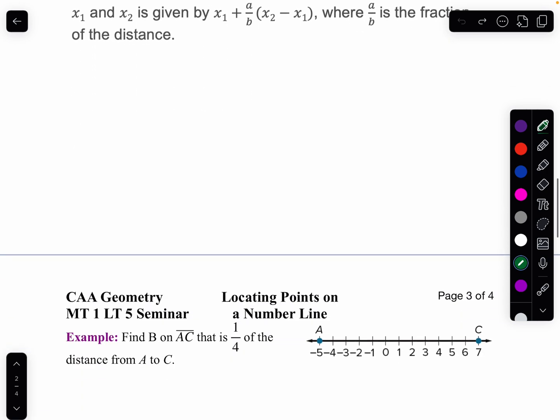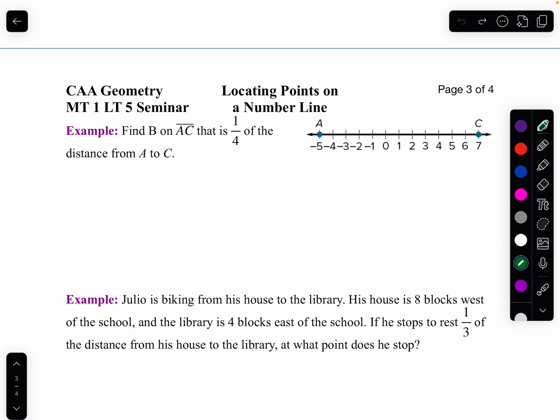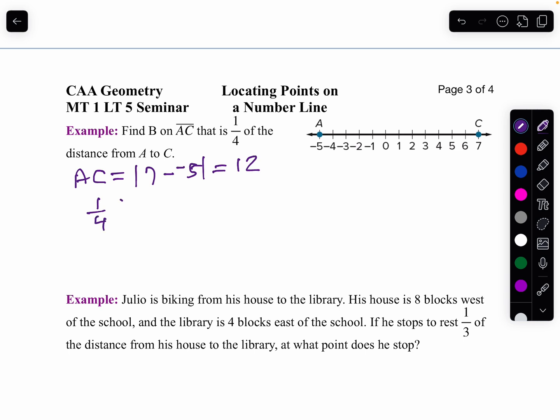So let's just actually get into doing it. So here's what I want to do. First, I want to find the length of my segment. So AC. Notice I'm going to take 7 minus -5, or just count. You get 12. Now I'm going to take the fraction of that. So I'm going to take 1/4 of 12. A fourth of 12 is 3.